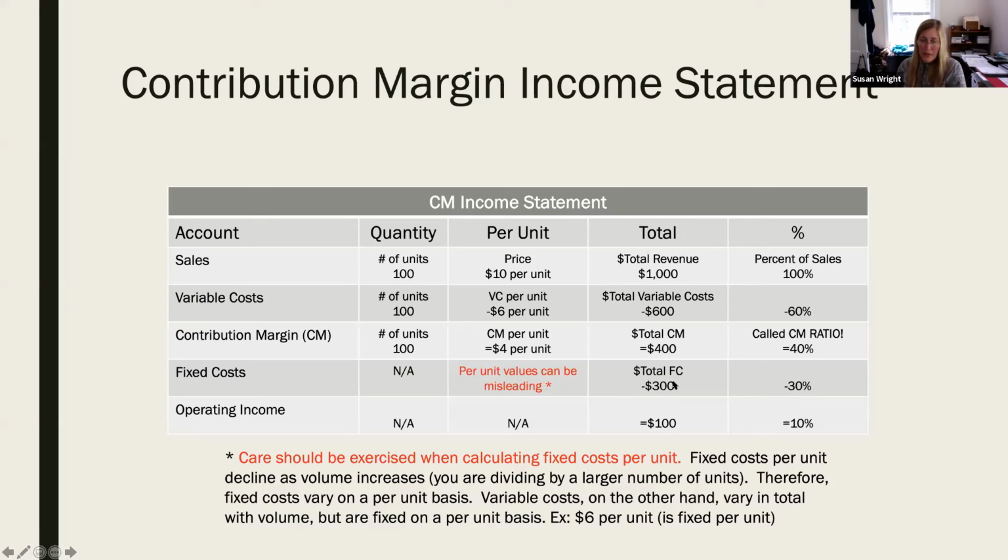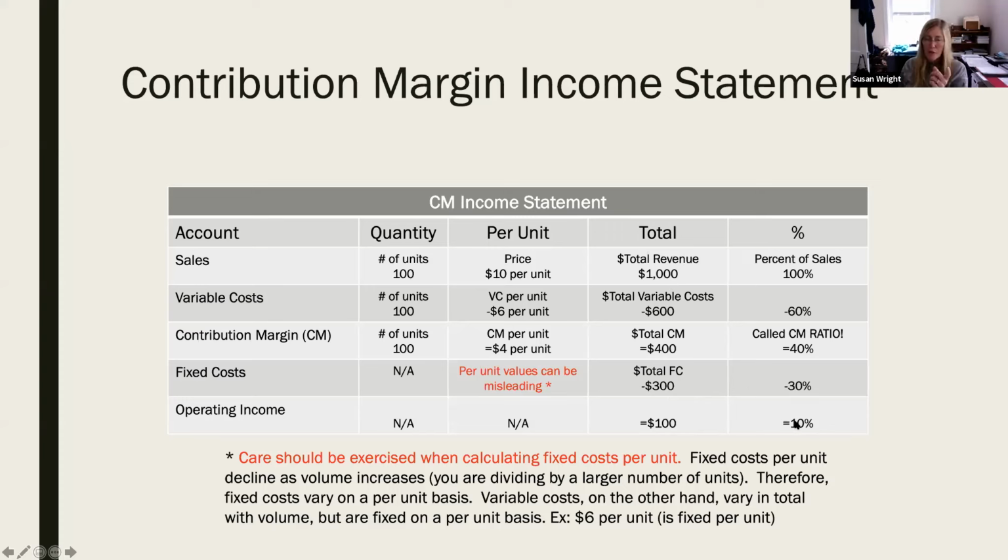So the fixed costs in this example are 300 bucks. So we subtract that from 400, we get 100. So we made $100. We do our percentages the same way, 300 over 1,000. And then here again, 100 divided by 1,000. So our profit margin is 10%.